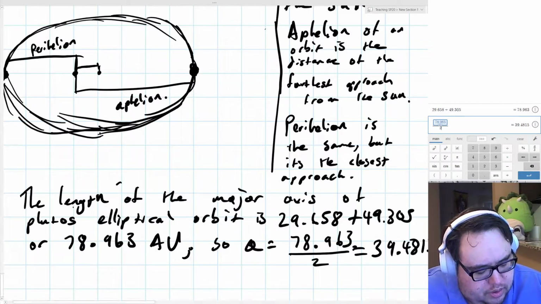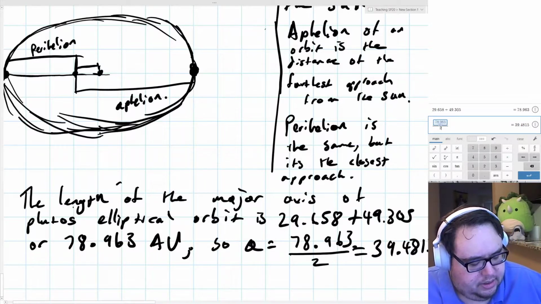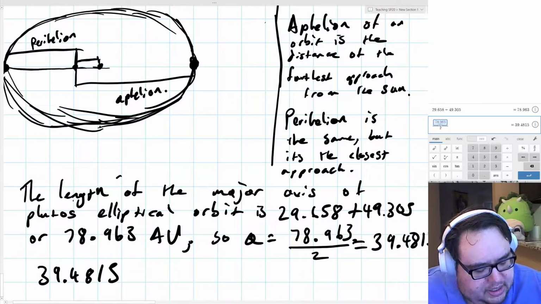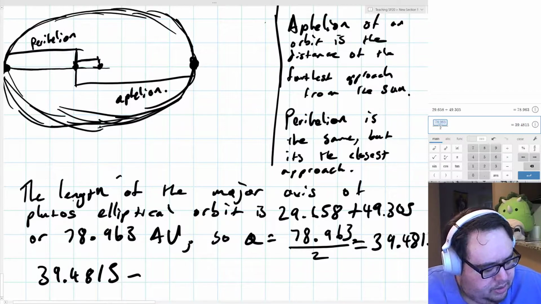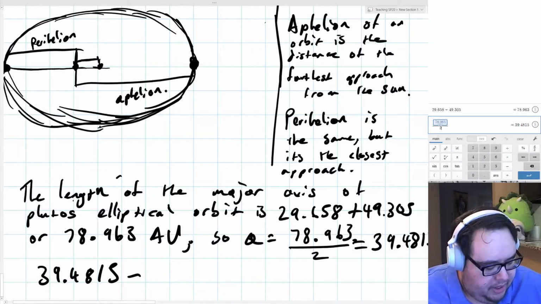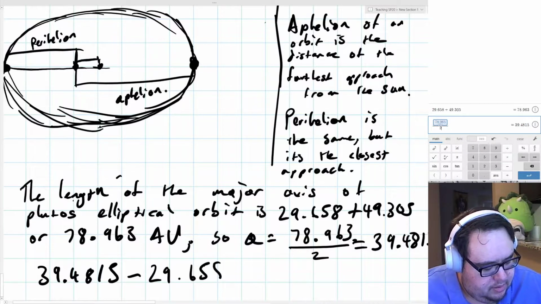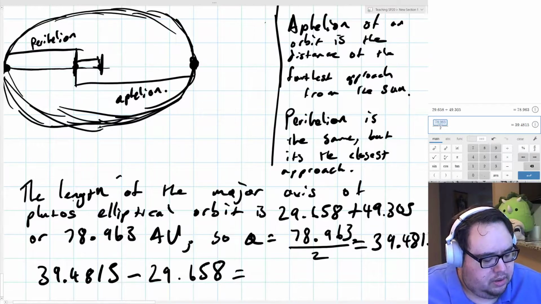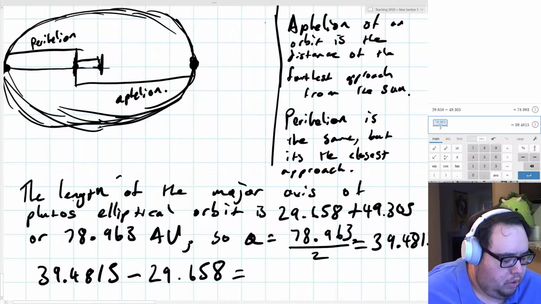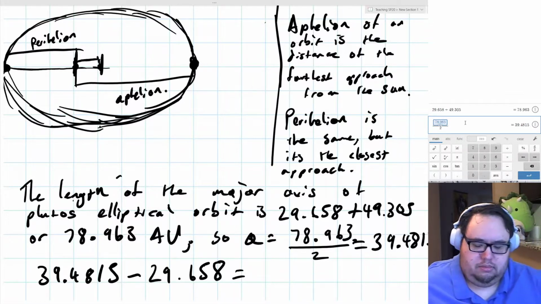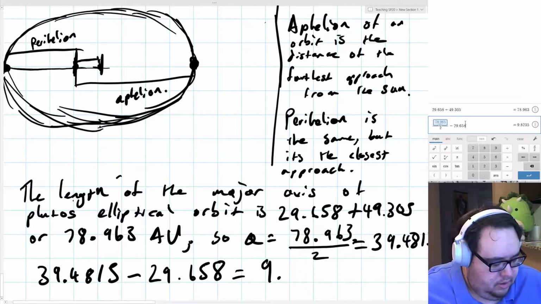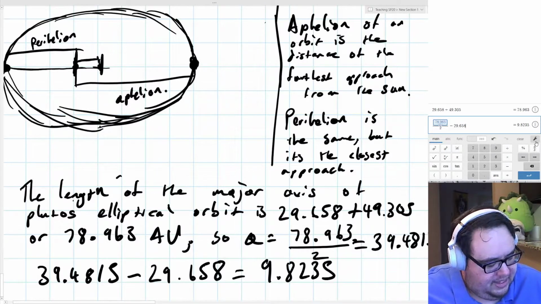So the distance from the center to Pluto at its perihelion is 39.4815, and the distance from the sun to Pluto at its perihelion is 29.658. So that tells us that the distance from the sun to the center, or the focal length of the elliptical orbit, is 9.8235, and that's our C.